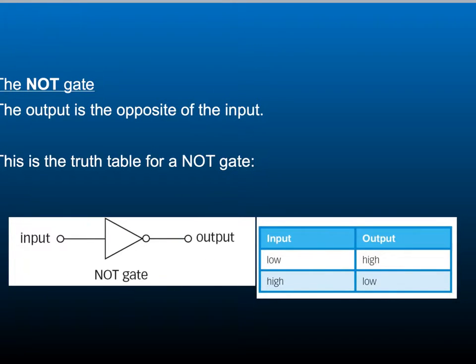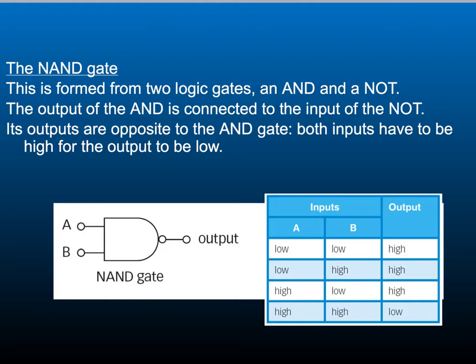This is the NOT gate. In the NOT gate, the output is the opposite of the input. So a truth table is quite simple. It only has one input and one output, so we've got 2 columns. If the input is low, then the output is high. If the input is high, then the output is low.